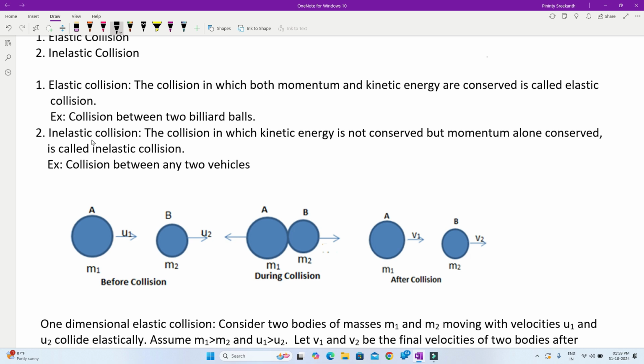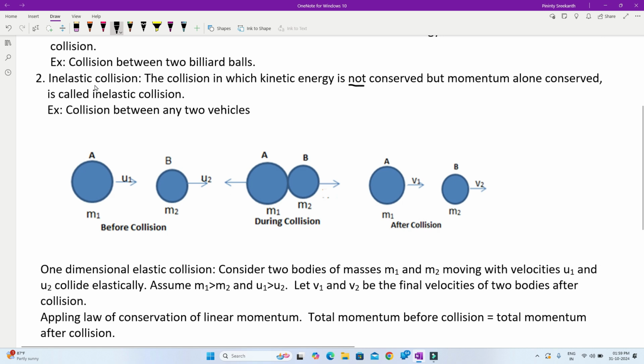The second one is the inelastic collision. The collision in which the kinetic energy is not conserved, but momentum alone is conserved, is called inelastic collision. The collision between any two vehicles is an example of this kind of inelastic collision. So here we are discussing only elastic collision.